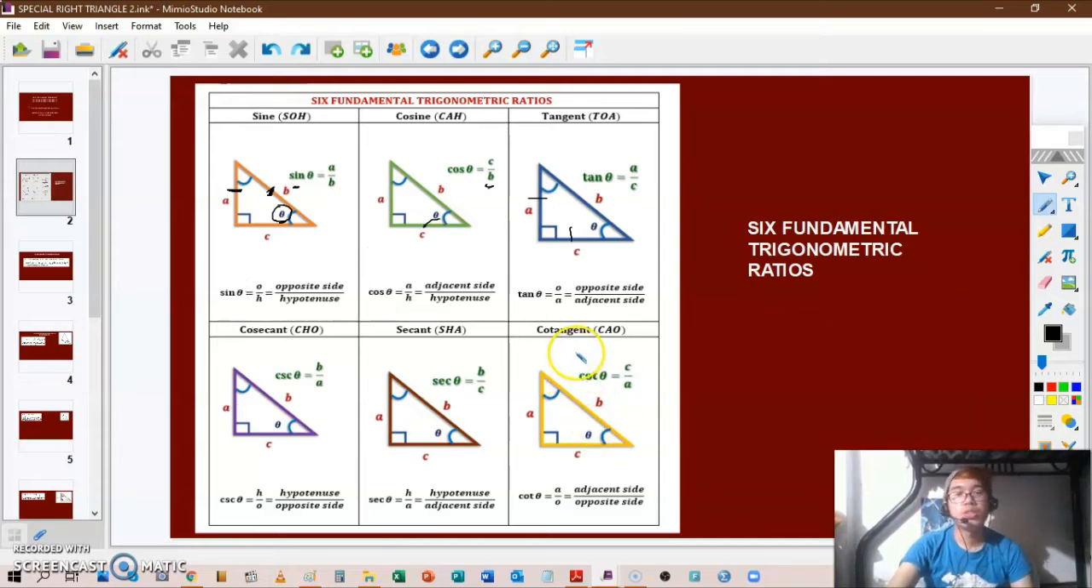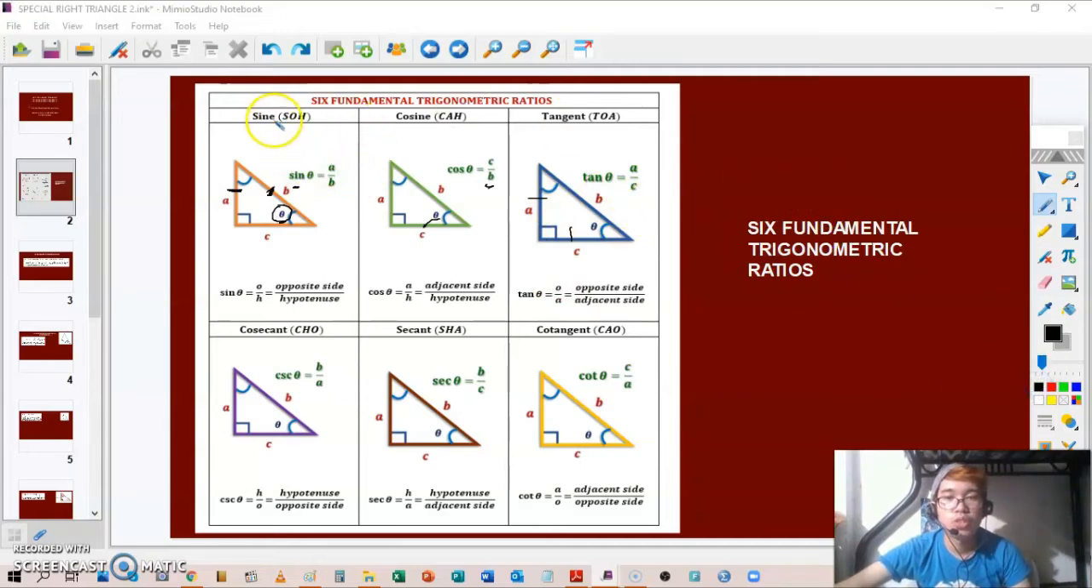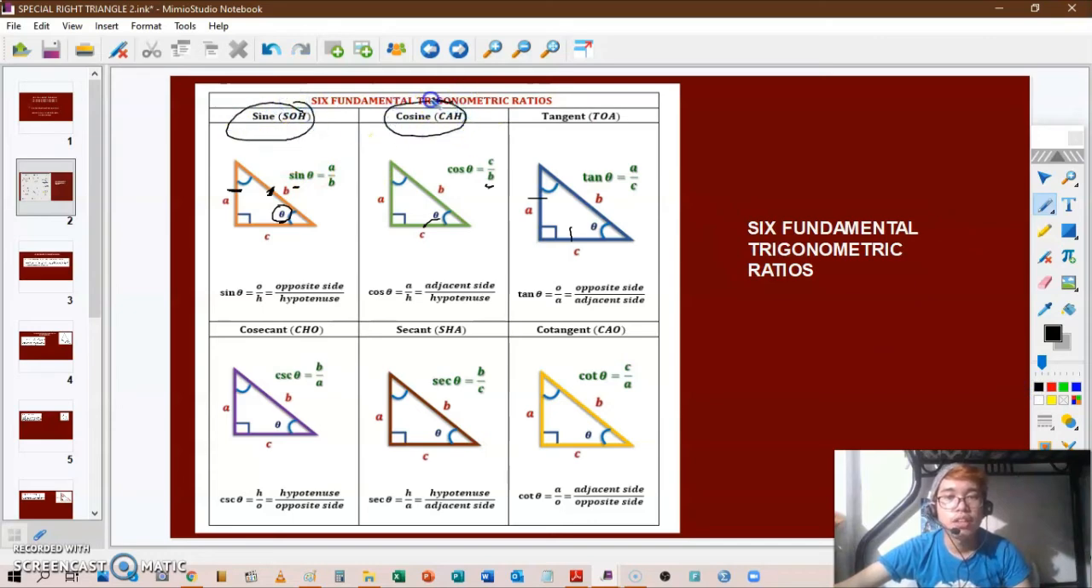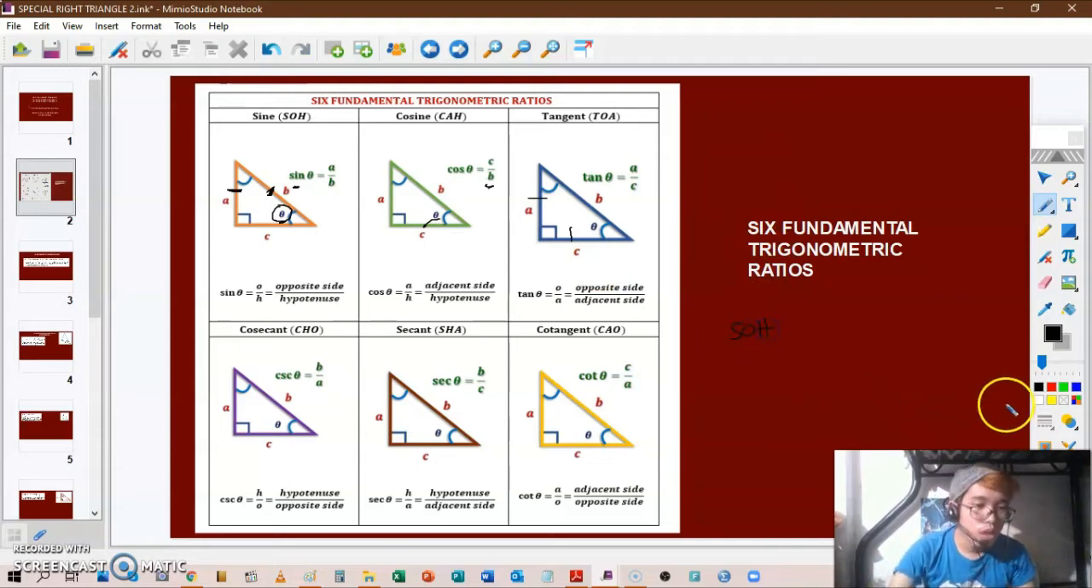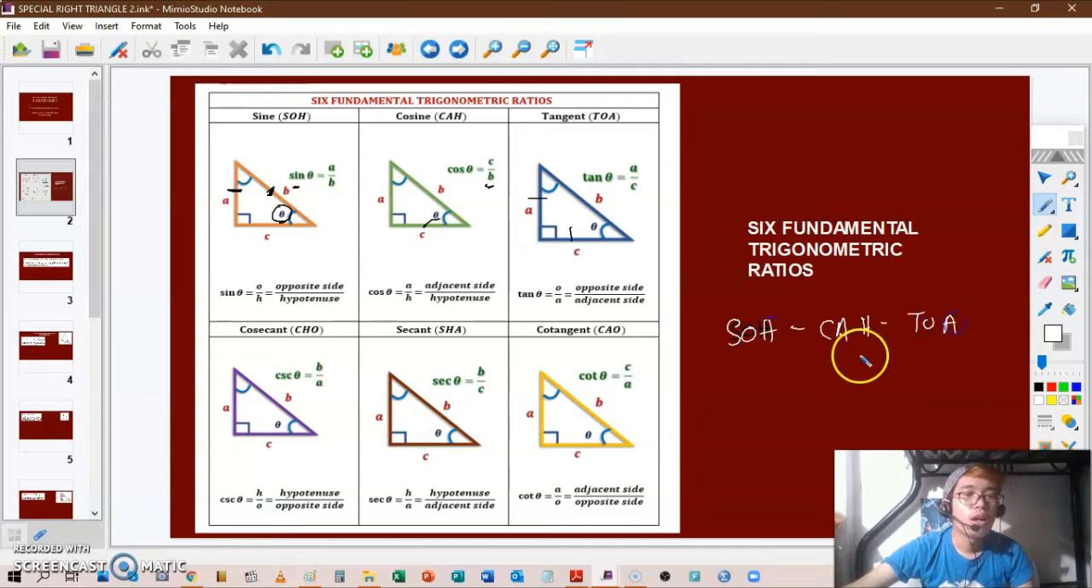So I'm going to also teach you guys an acronym that will help you remember all of these 6, but the ones that we really use in trigonometric ratios are just these 3: the sine theta, the cosine theta, and the tangent theta. The rest, the cosecant, secant, and cotangent, we don't use that often in terms of word problems in trigonometric ratios. But I'm going to teach you an acronym. It's called SOH, CAH, TOA, and then CHO, SHA, CAO.